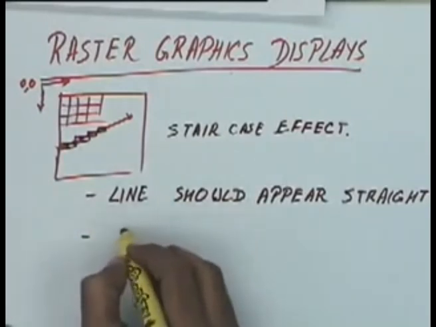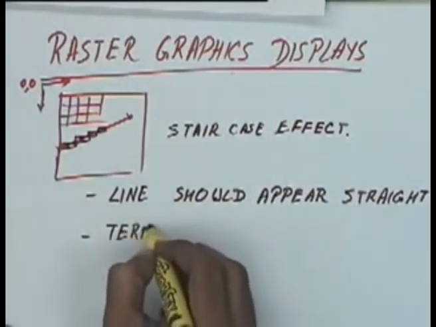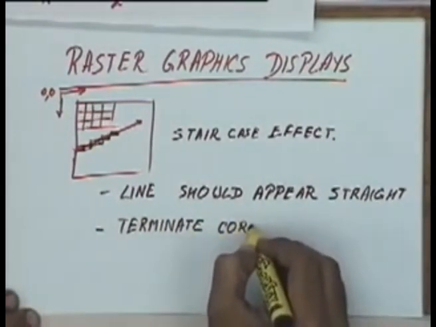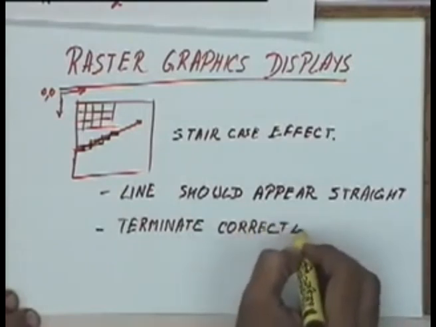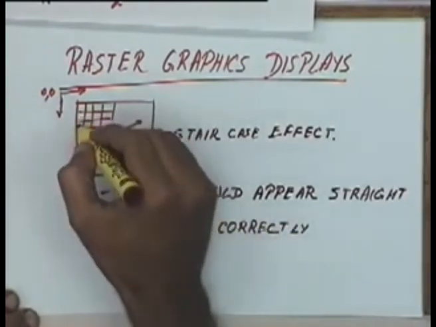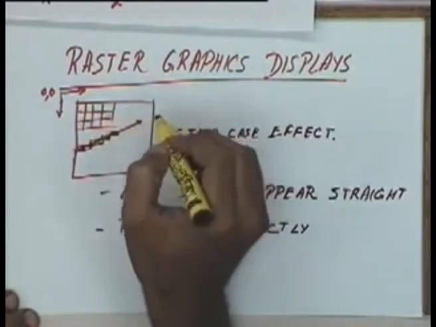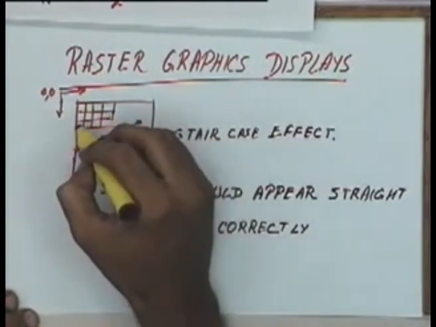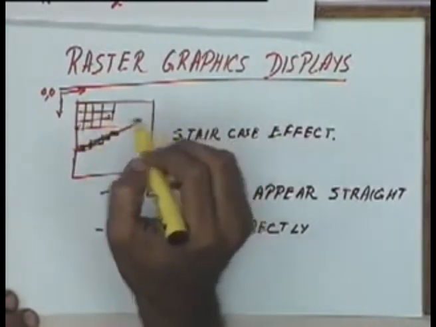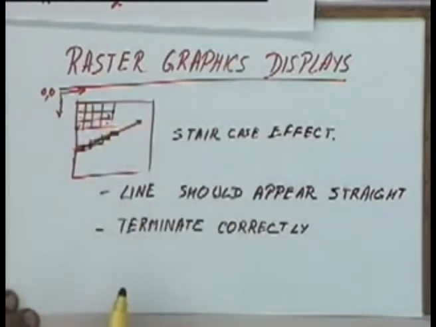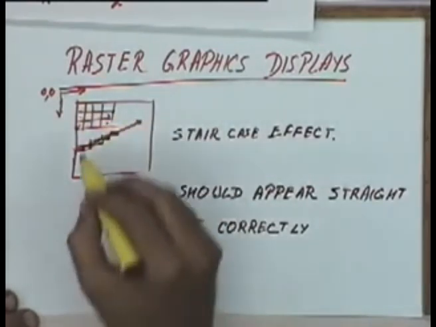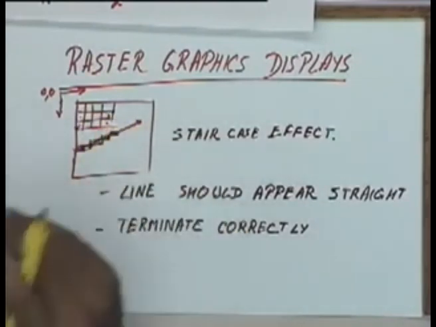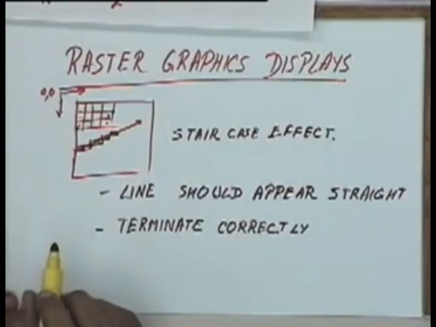The second is it should terminate accurately or correctly. That means if the line is to be drawn from this pixel to this pixel, or let us say from this point to this point, it should start from this pixel and end at this pixel. It should not start at this pixel and end at this pixel. It looks quite obvious when I draw it at this magnification, but when the pixels are very small, this becomes a very critical question.